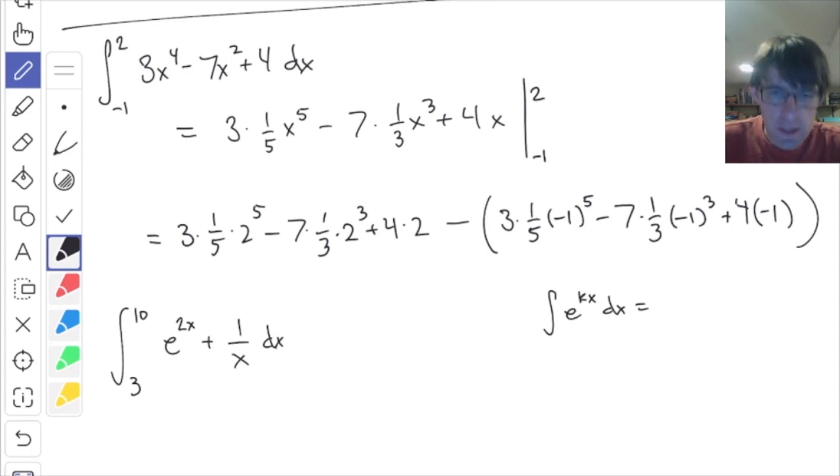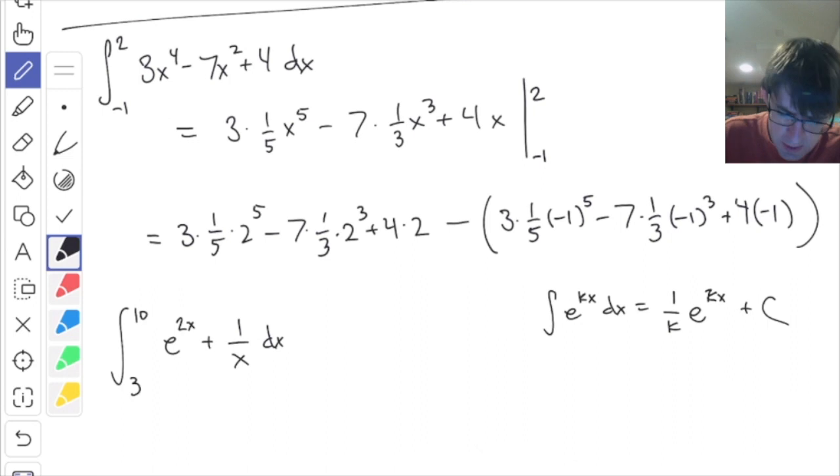Integral e to the kx. I hope you remember. It's fine if you don't remember. I hope you have this written down somewhere so that you could look it up if you wanted to. Integral of e to the kx is 1 over k e to the kx plus c. Now, when we do the definite integral problems, the fundamental theorem, you never have to write the plus c because they will always cancel out if you do it properly. I discussed that in the video.